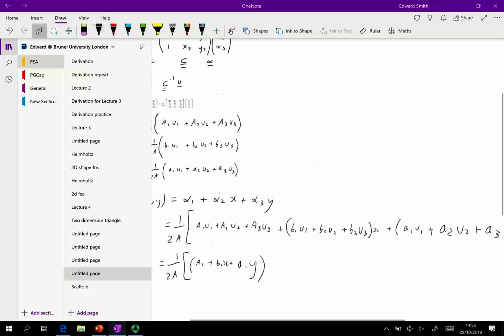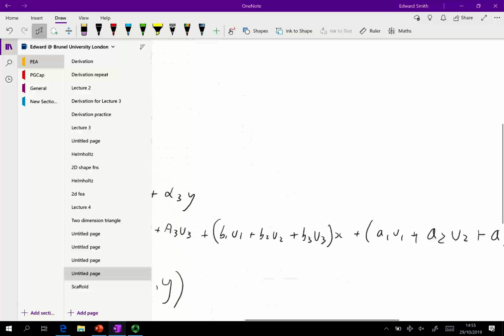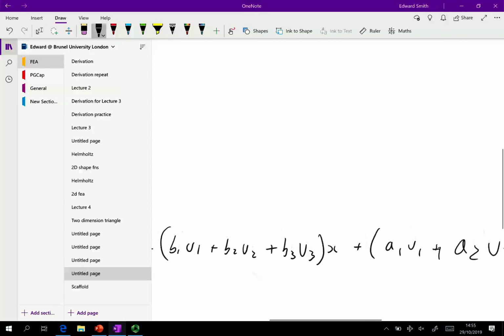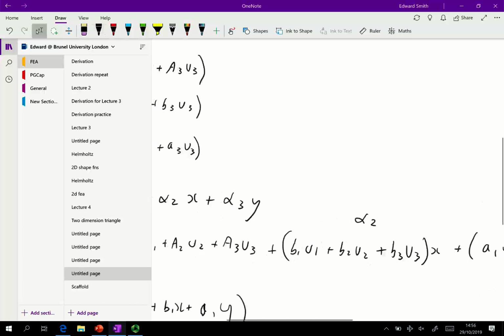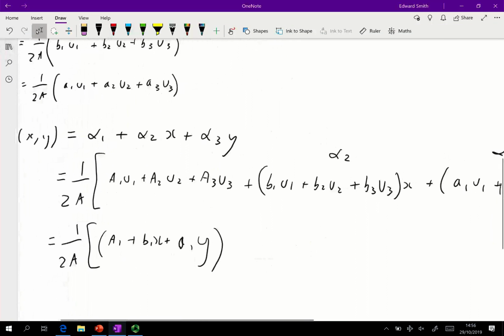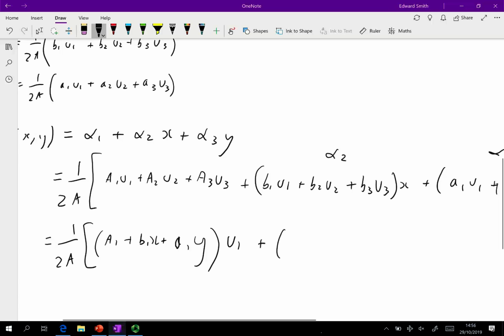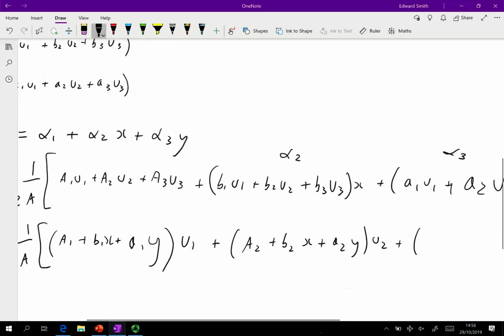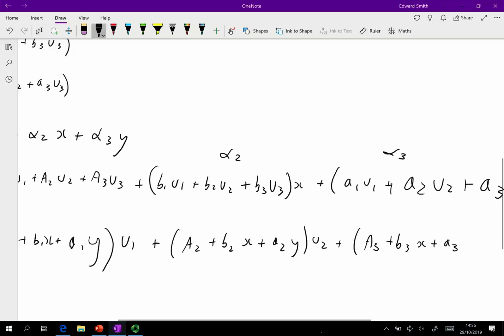Sorry, I should probably move that over there. So each of these terms, this expression here is alpha 2, this is alpha 3 times by y, and then we're collecting together the terms in u1, and then we have alpha 2 plus b2x plus a2y times u2, plus a3 plus b3x plus a3y times u3. This process is identical to what we did with the straight lines.